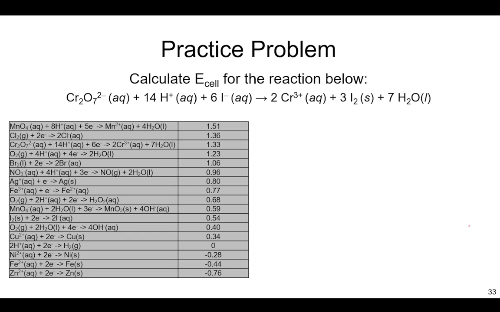Let's try a slightly harder looking reaction and try to calculate E cell here. You're just going to try to find in the table two separate half reactions that are equivalent to this overall reaction. And you should be taking the reduction or cathode reaction and subtracting the anode reaction from that. So pause the video here and try to identify what values in the table to use and how to subtract them from one another. Pause the video here and try this, and then I will solve it.